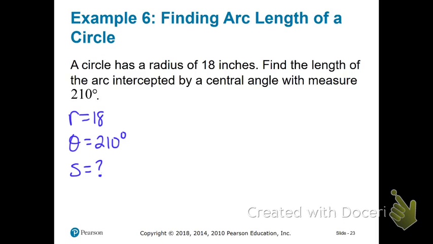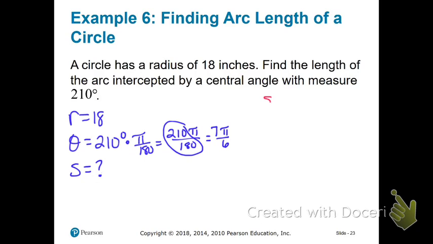So, we also know that our theta has to be in radian measure. So, we're going to multiply by that pi over 180. So 210 pi over 180, and we're going to reduce 210 over 180, which is 7 pi over 6. So from there, we can go ahead and work out our problem.